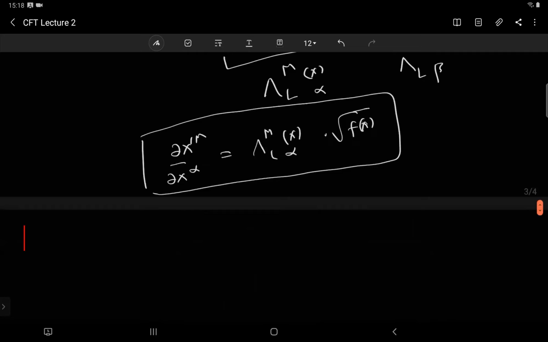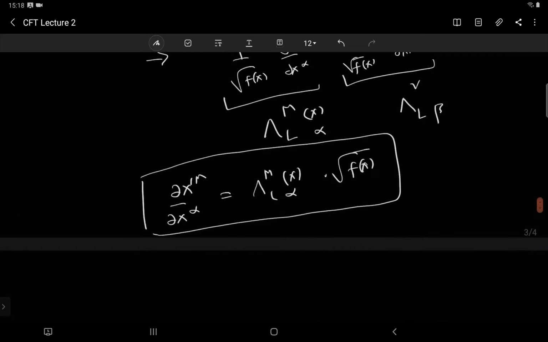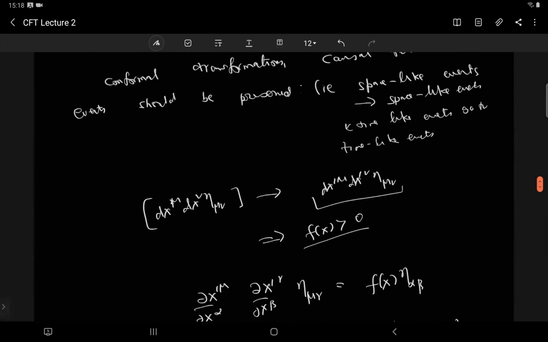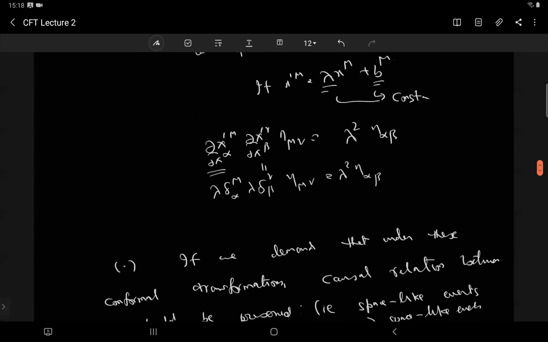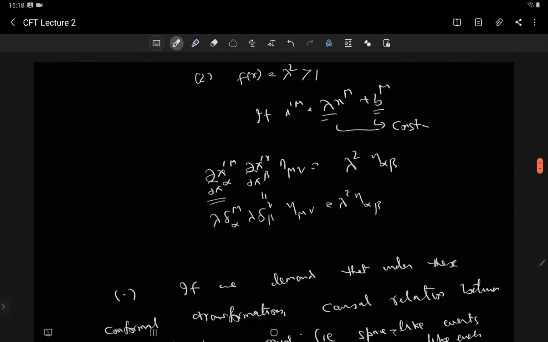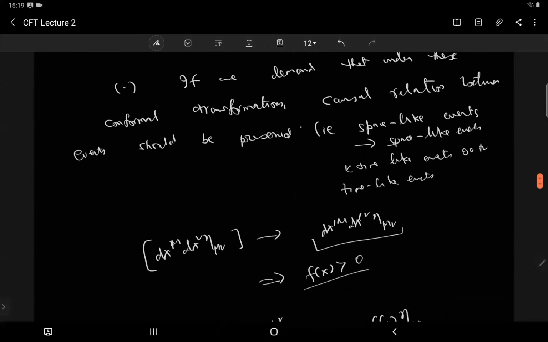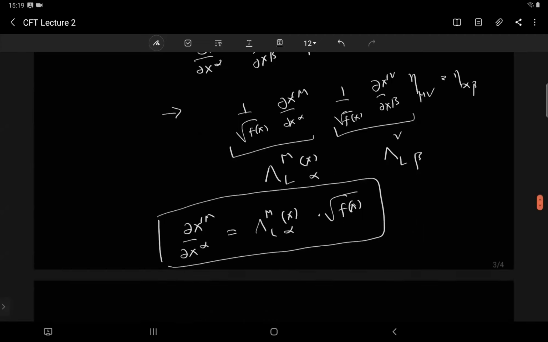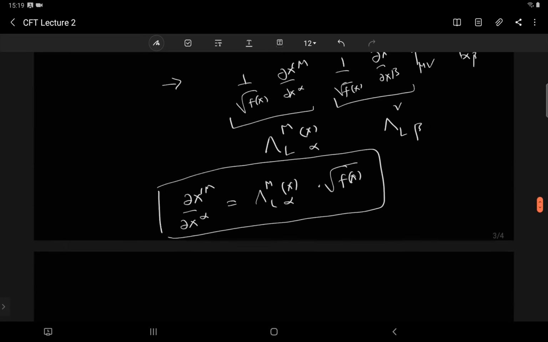Sir, can you repeat why it is called local scale factor? Well, if f was a constant, then we saw that this comes from scaling all the coordinates by a factor lambda. If f was lambda square, then this transformation can come by scaling every coordinate by a constant scale factor lambda. Now, instead of constant lambda, you have f of x. So it means that at every point x, the scale factor, the length factor, has changed. It's a function of x. So that's why we call it local scale factor.